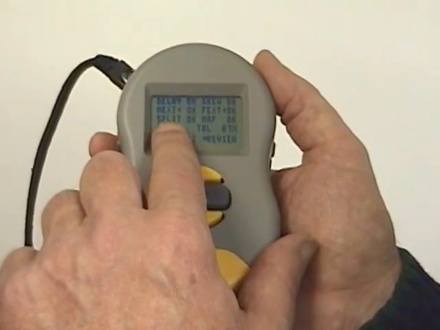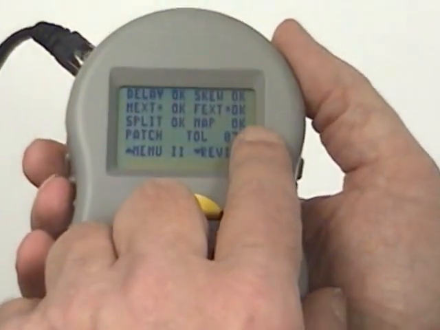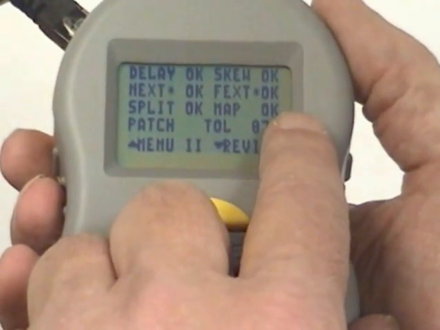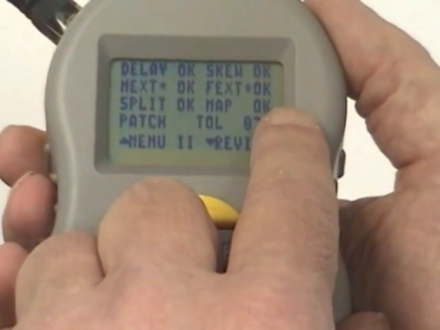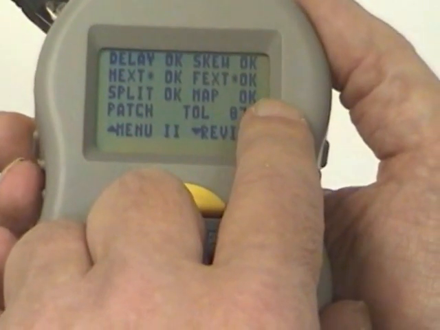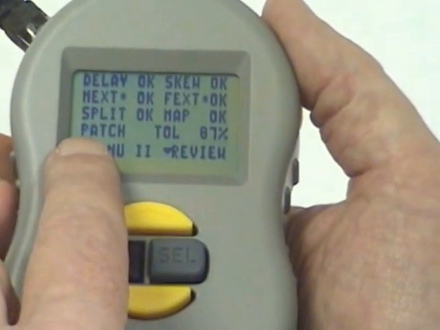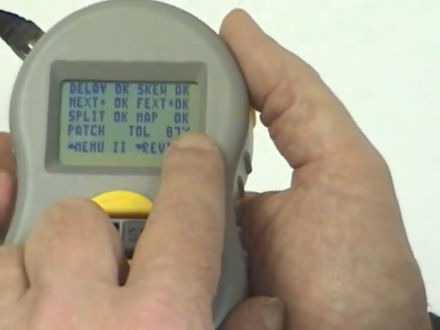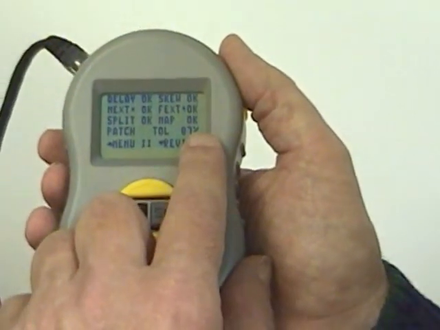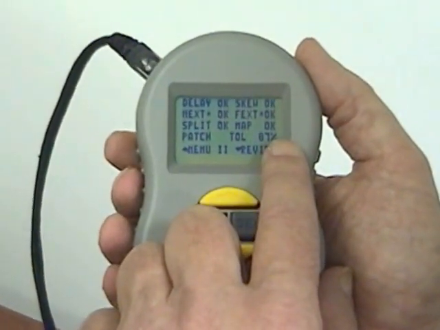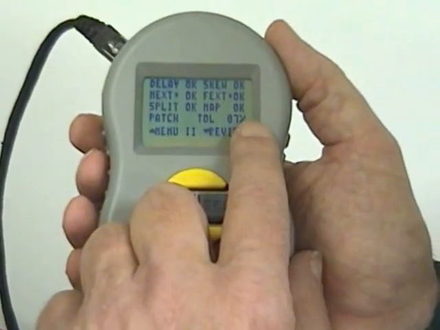Okay, we say the split pairs are okay. The map is okay. In other words, it may be a straight-through cable or it might be a crossover cable, but it's one of the accepted configurations. It's a patch cable, and the tolerance is 87%. In other words, it's 87% over the minimum spec for this cable.